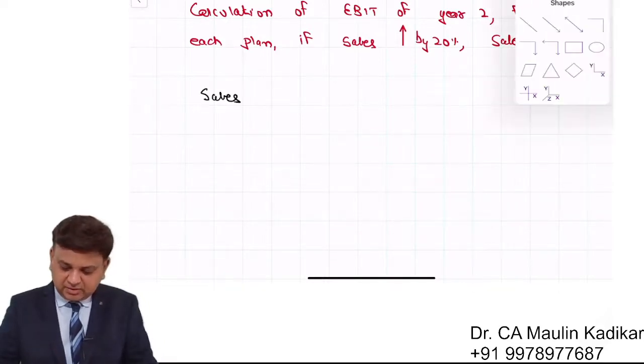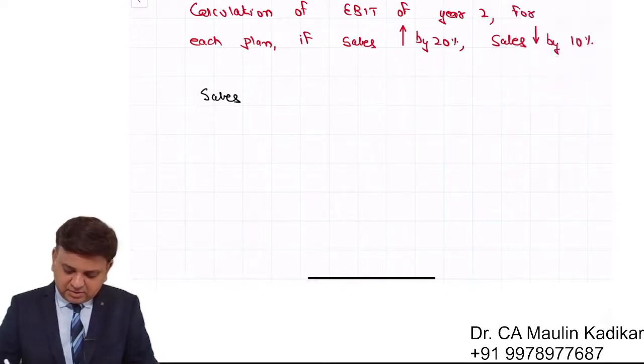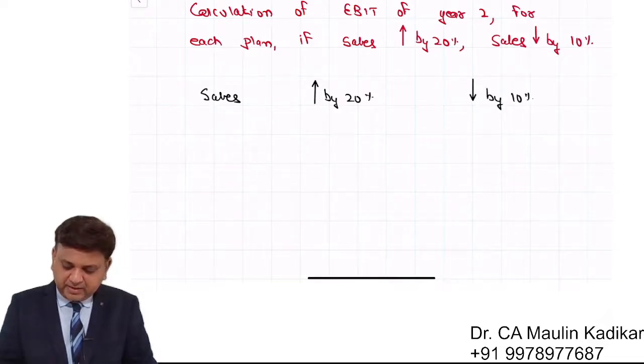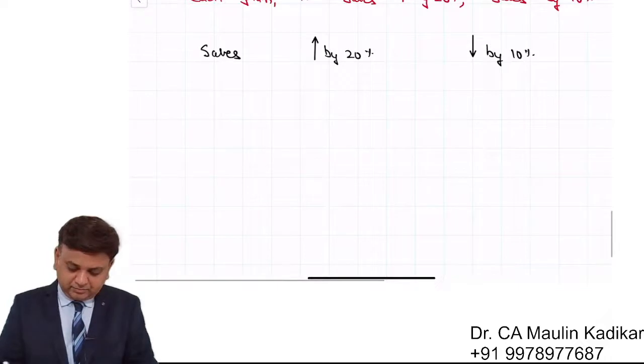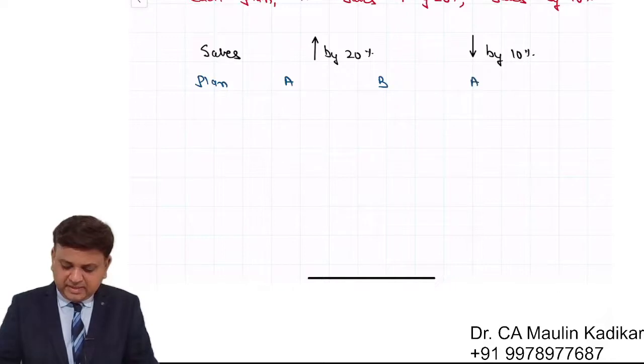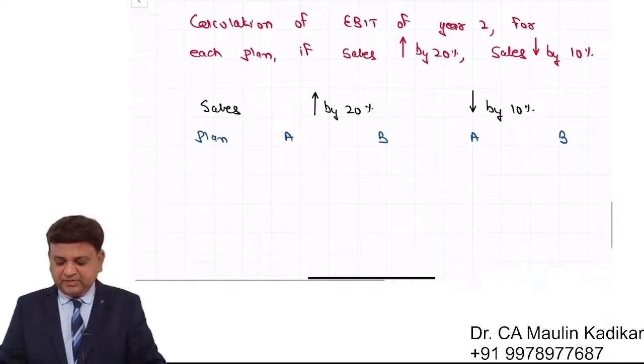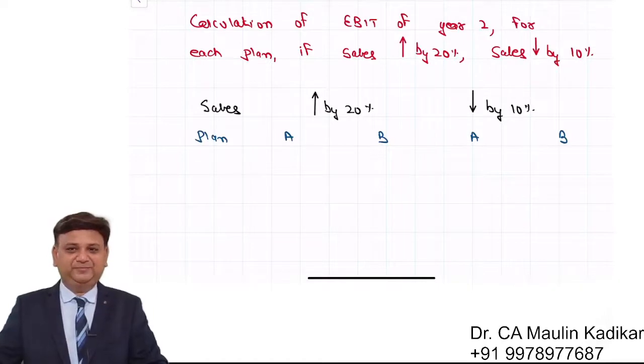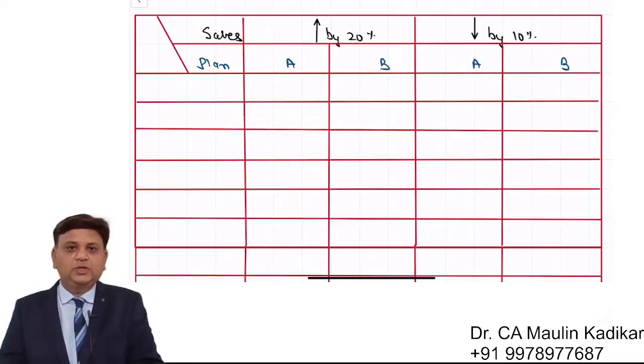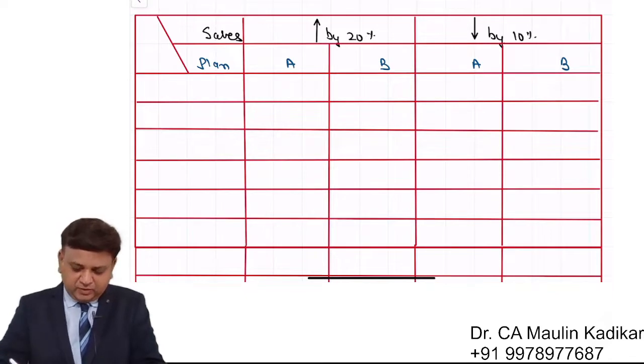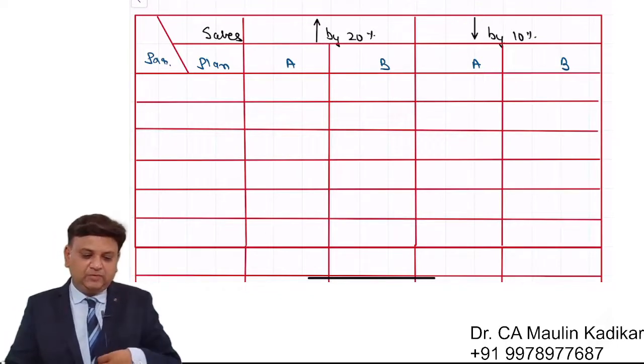So sales, in the first case, increases by 20%. In the second case, it reduces by 10%. Plan A, plan B, plan A, plan B. That is the way, so we are required to prepare the table. So friends, over here we are required to calculate the answer in this way. I request all of you to write the answer along with me.